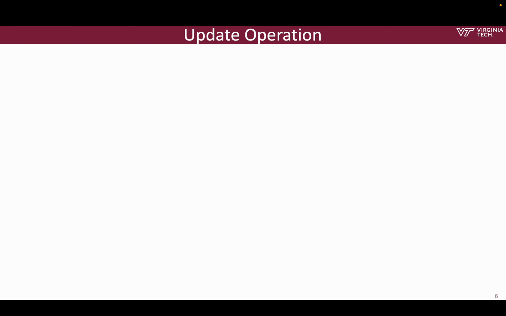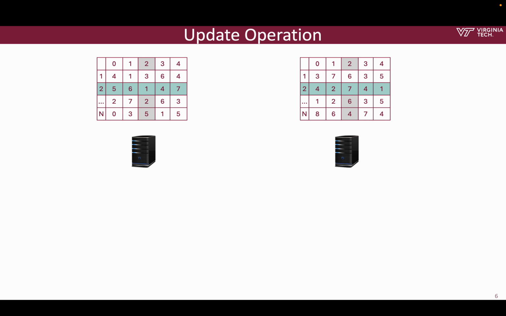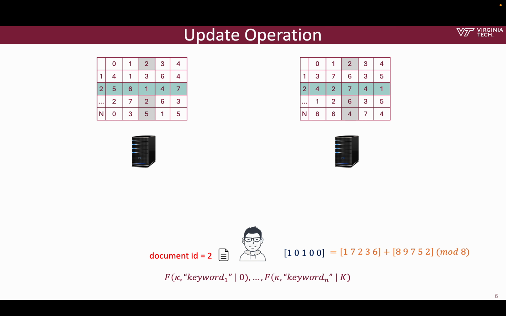With the design that I described, the document update operation works as follows. Suppose that two servers are currently storing secret shares of the search index. For an updated document, the user computes the new Bloom filter representation for the keywords that appear in the updated document. Then he creates secret shares of the updated row, then sends each secret share to each server. Finally, the servers just need to replace the updated row with the indicated row by the document ID.